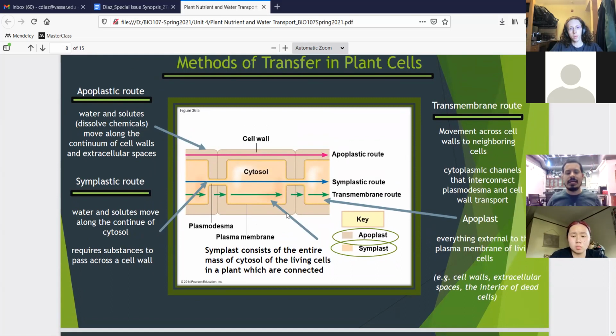So I think one thing that this figure might miss out on is, if you remember, these are plant cells, right? So they have a cell membrane, but they also have a cell wall. When you have this apoplastic route, it's not going through the cell membrane, but instead just riding along holes in that cell wall. Whereas the symplastic route is going straight through the cytosol.